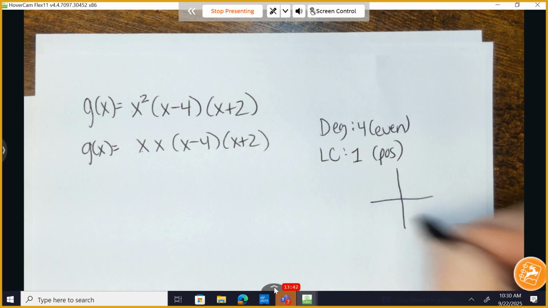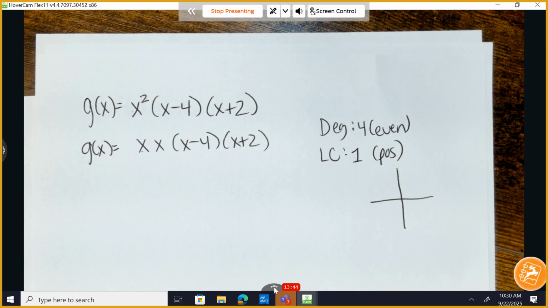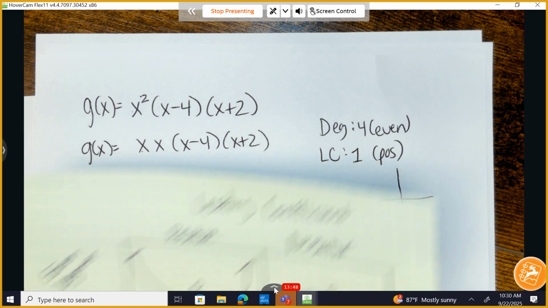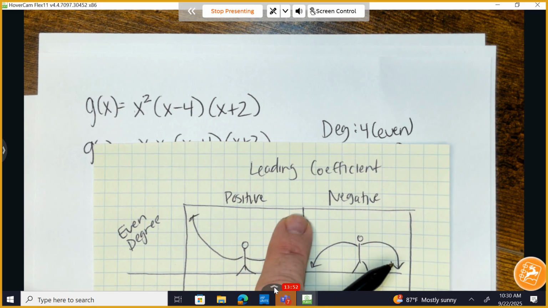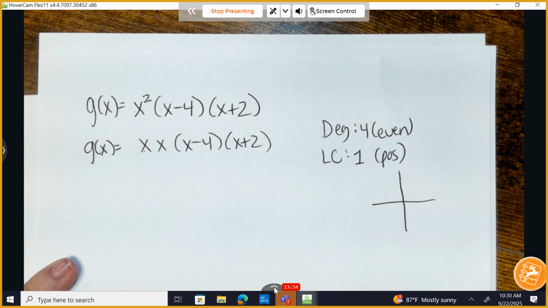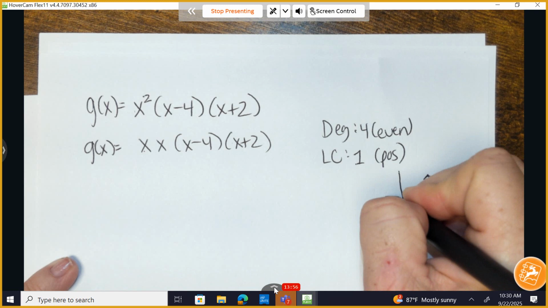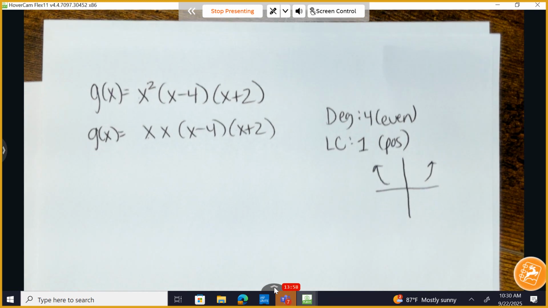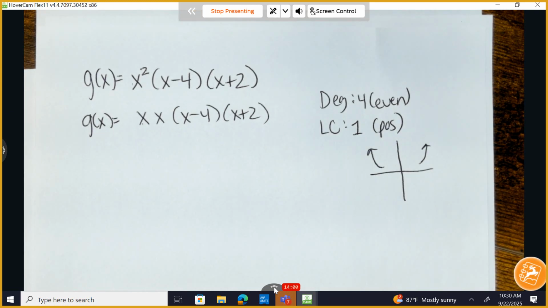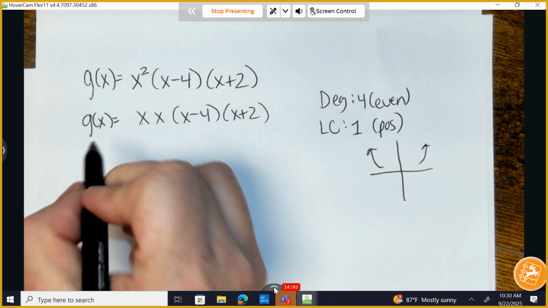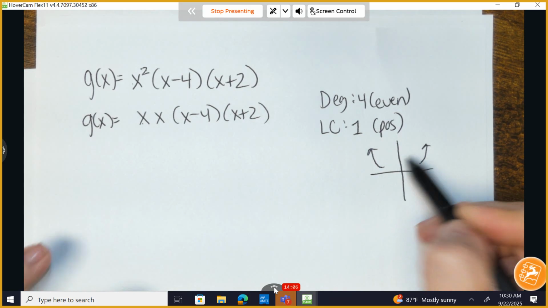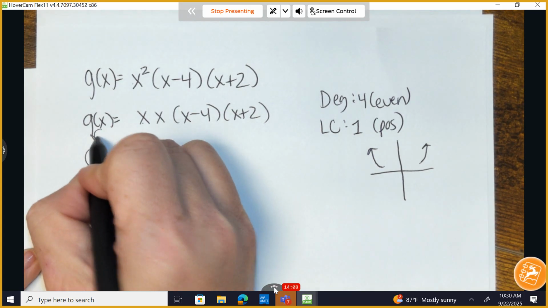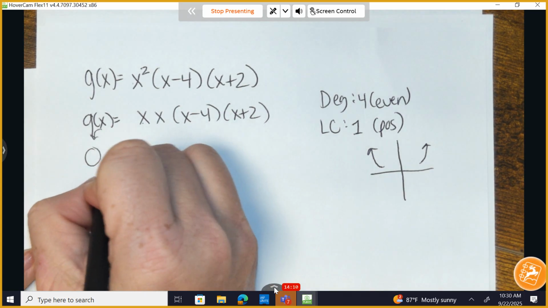I'm going to go over to my end behavior chart, and I'm looking for even positive. Even positive says up on the left and also up on the right. Okay? Next, whenever we find what's happening in the middle, we're identifying those x-intercepts. We need to make the y value, or in this case, the g of x, equal to 0.